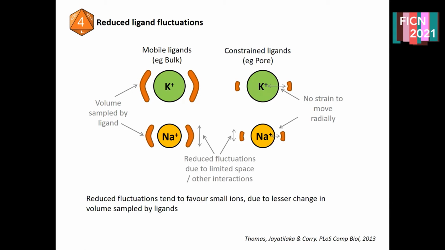Okay, that's something we might expect, but if that change in volume differs between different ion types, then we actually have an entropic difference as we move different ion types into the pore, therefore a free energy difference and a mechanism of generating selectivity. And in general, any process that constrains the movement of ligands is probably going to favor smaller ions. This is quite a subtle effect, and I think it's unlikely it introduces very large degrees of selectivity.